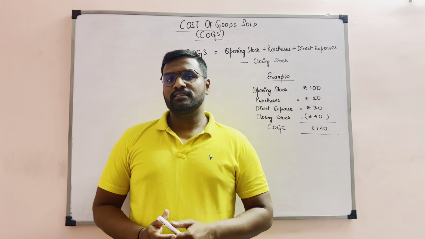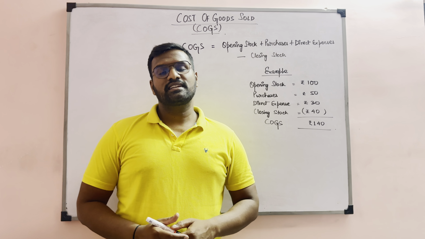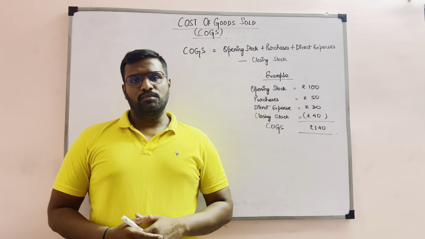Now, in order to find that out, we calculate it using this formula, which is opening stock plus purchases plus any kind of direct expenses which are incurred to buy those purchases, and then we subtract the closing stock. Now let's understand the meaning behind the formula.